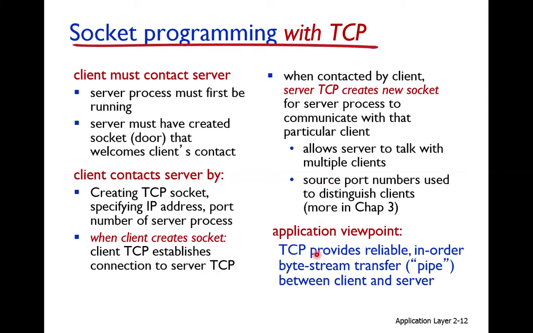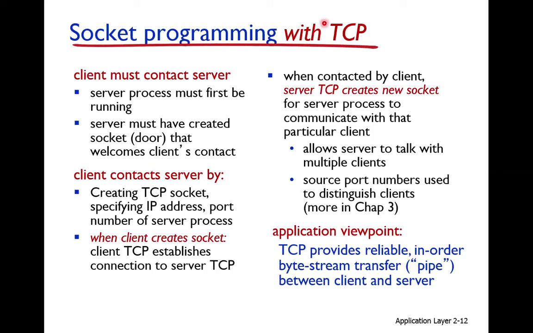From the application point of view, TCP provides reliable data transfer. The TCP protocol we will discuss in the next chapter. Reliable means that there is no packet loss, and it also ensures that the data is in order. As the data is sent by the client, in the same order the data will be received by the server. And it is a byte stream protocol, so we will discuss it.